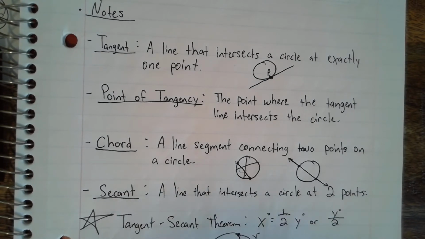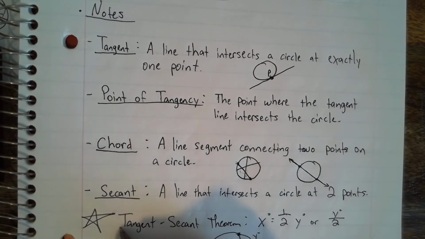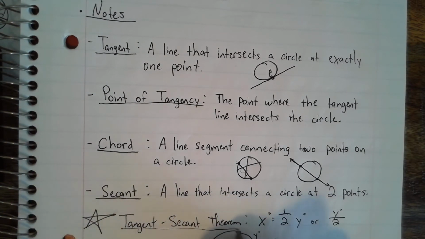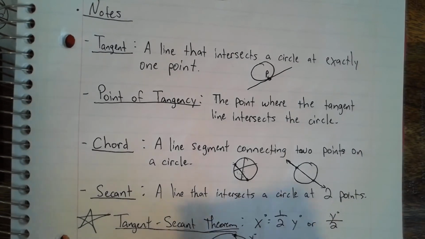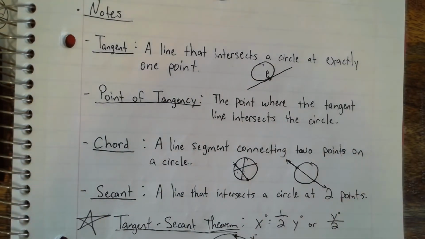There is a special relationship between tangent lines and secant lines, and that's basically all we're focusing on today. There's a special relationship with the angles that secants and tangents form. I would encourage you to look at the notes for a better picture.